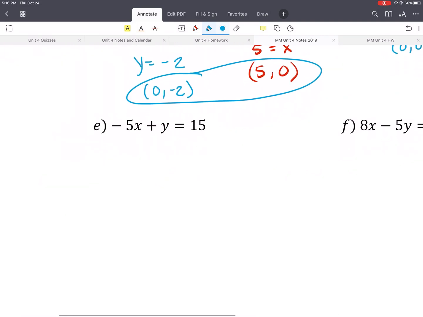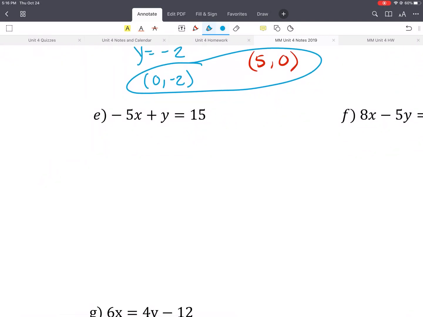Okay, let's do another example. So many examples. Okay, x-intercept. We're going to set y equal to 0, so we get negative 5x, and y times 0 would just give us nothing, and then plus 15. So we just want to divide both sides by negative 5. That would give us x equals negative 3. So the x-intercept would be negative 3, 0.